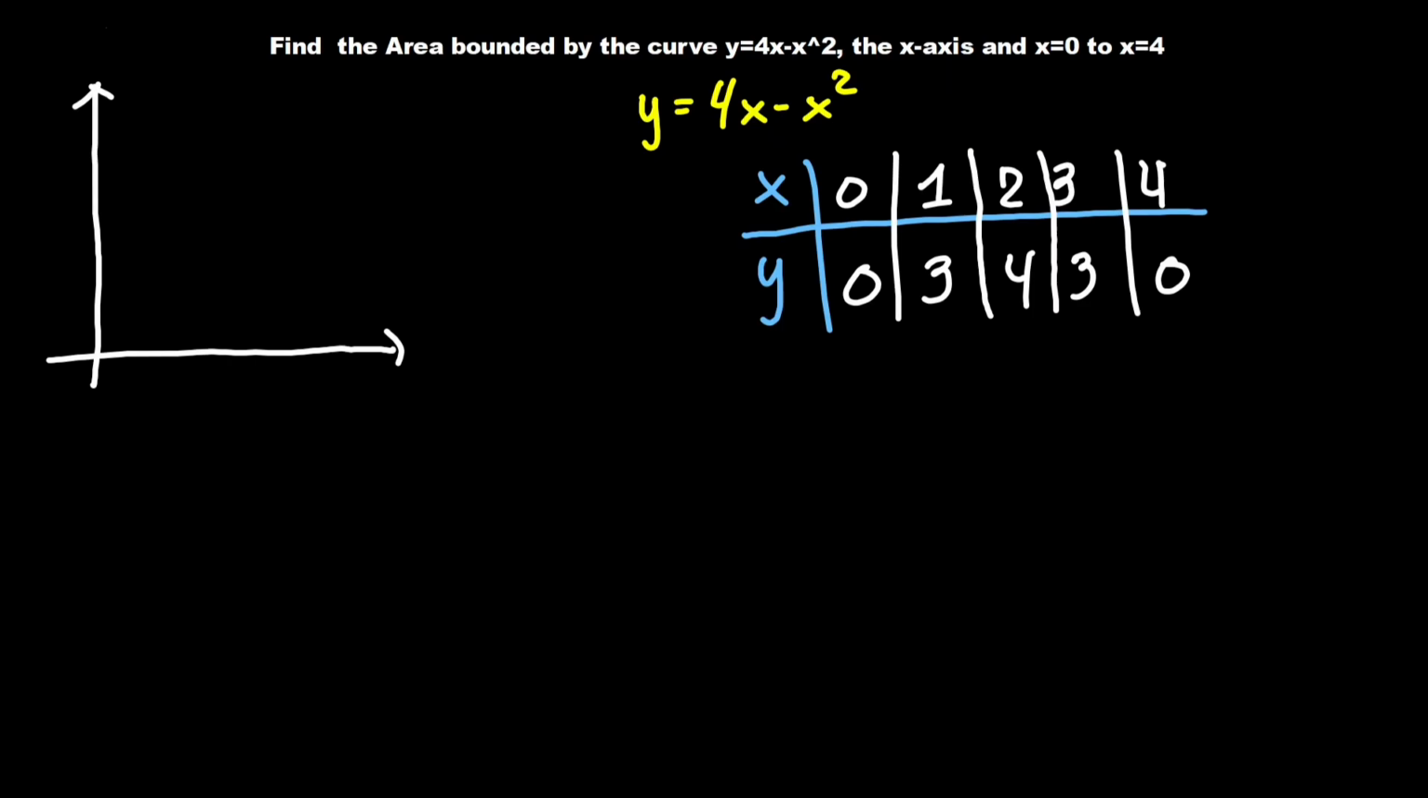Now that we have our points, let us graph this. So this would be (0, 0), (1, 3), (2, 4), (3, 3), and (4, 0).